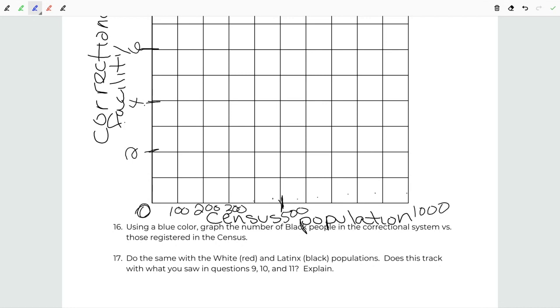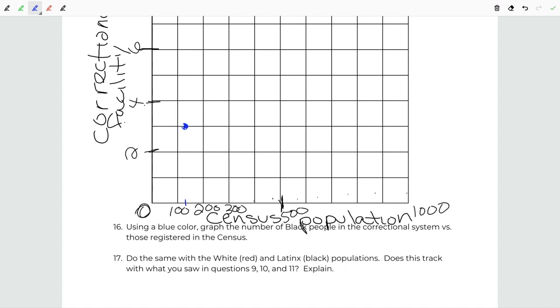So our first point of data from that chart, based on having 1,000 people on our lawn, we know that 130 of them are Black, and 3 of those people are in the correctional system. So we go find 130, which is about a third of the way between 100 and 200. And we go find 3, and we're going to put a point there, representing that for 130 Black people on our lawn, 3 of them are in the correctional system.